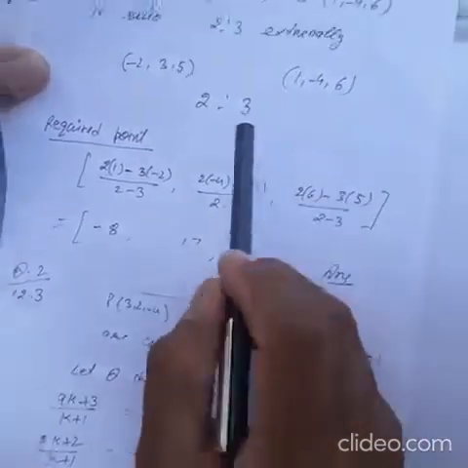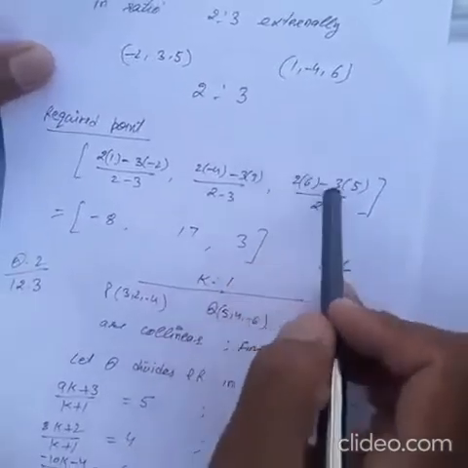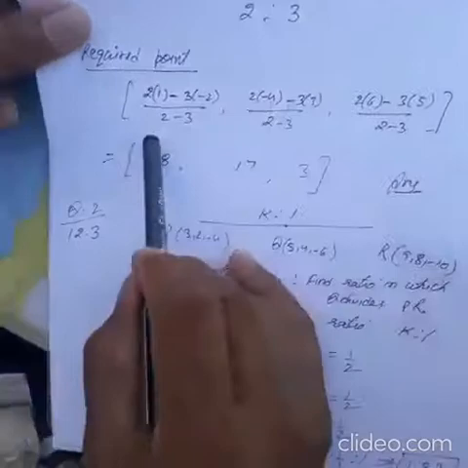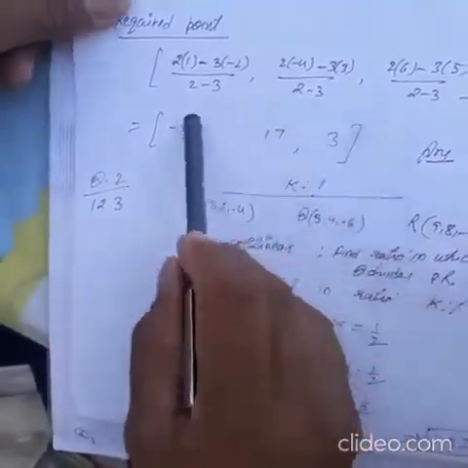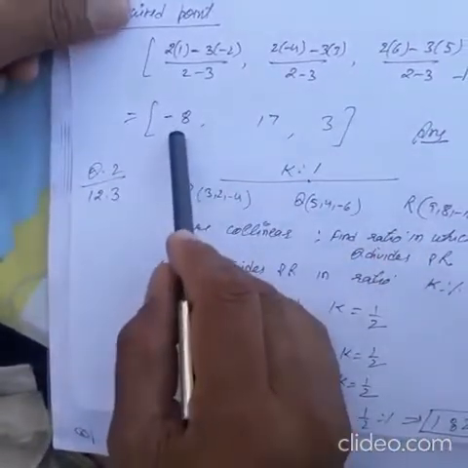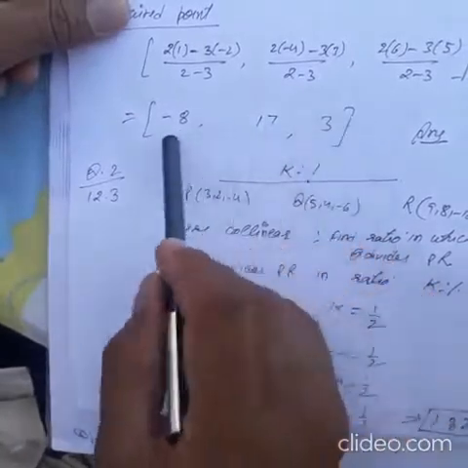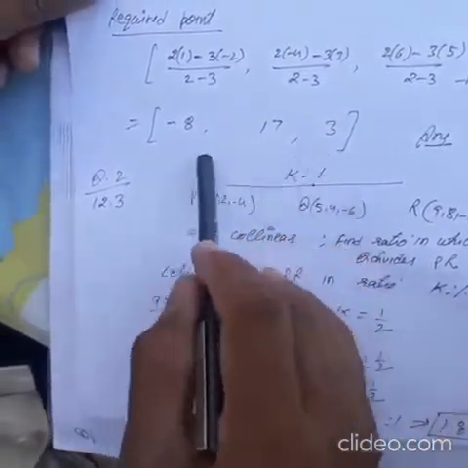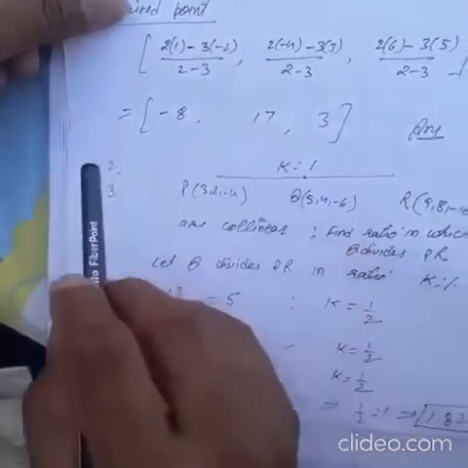So apply this formula. So 2 into 6 minus 3 into 5 divided by 2 minus 3, and you can simplify. After simplification you will have -8, 17 and 3 as coordinates of R point. So I hope it is clear to all of you.